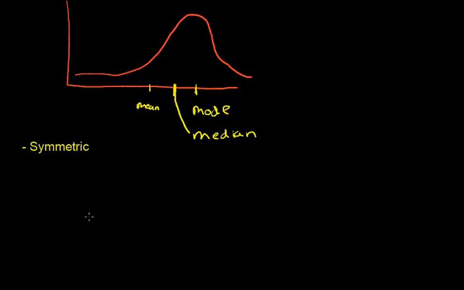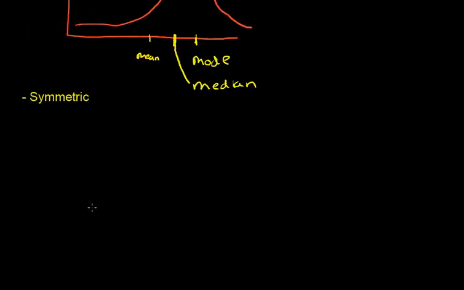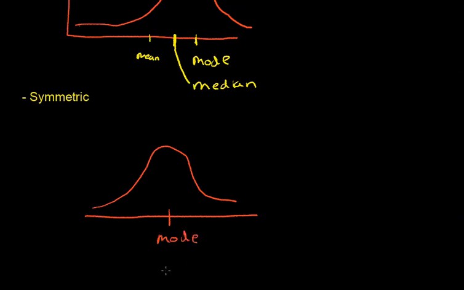Lastly, symmetric distributions. Symmetric distributions look something like this, just as symmetric as possible as I could draw here. So this is supposed to be symmetric. The mode is right here. It turns out that's also where the mean is, and that's also where the median is.